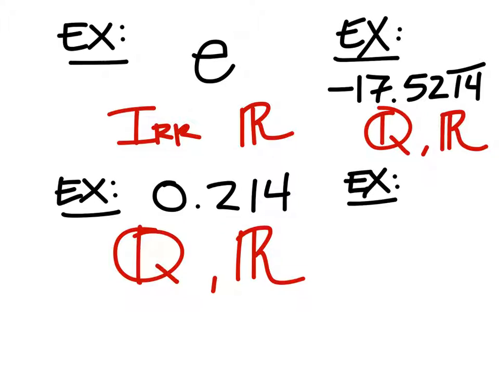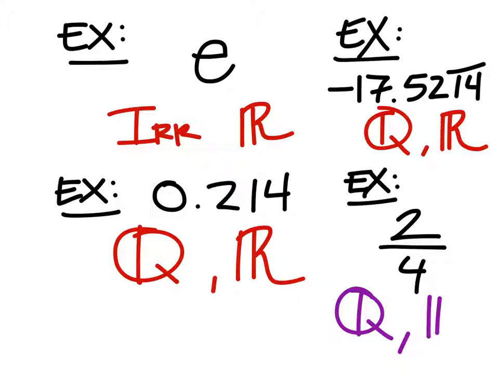Let's try a proper fraction, such as, you guys give me a proper fraction. What's a proper fraction? 1 3/8? That's a mixed number. Still matters. 2/4. Well, this is a fraction, so automatically it should be considered rational and real.